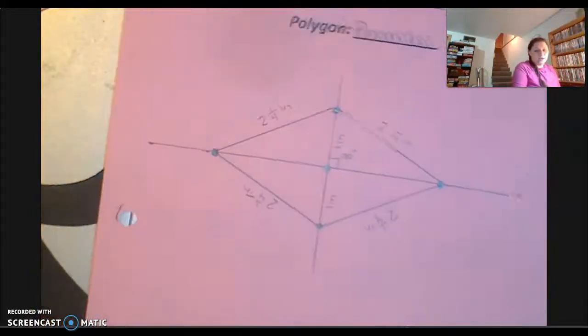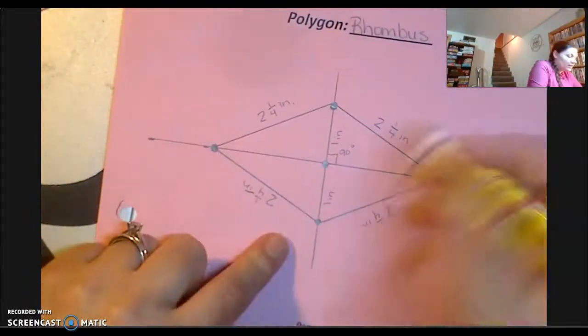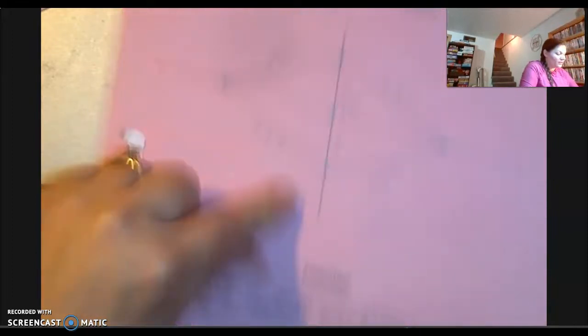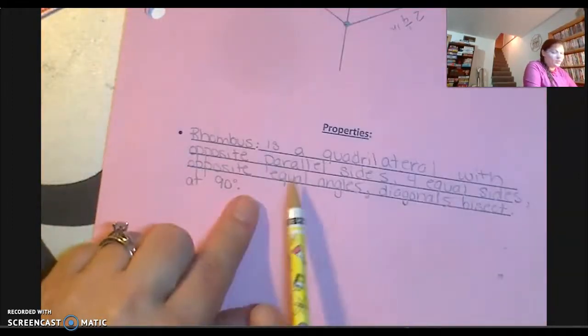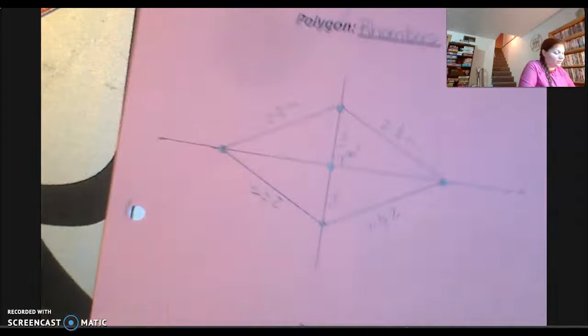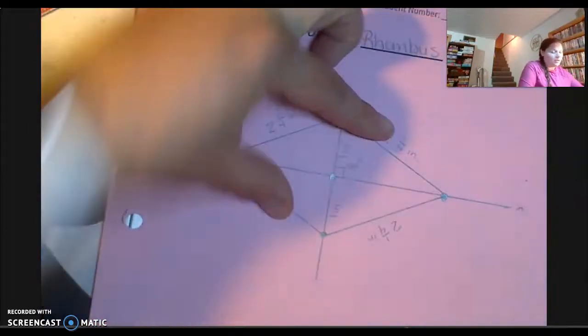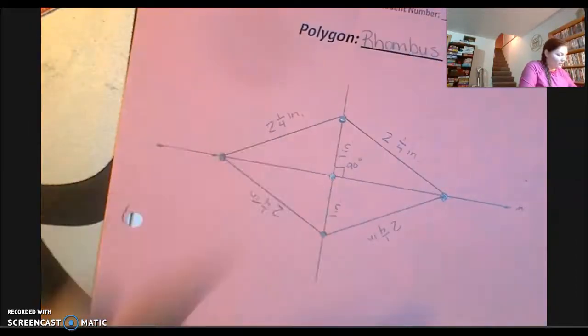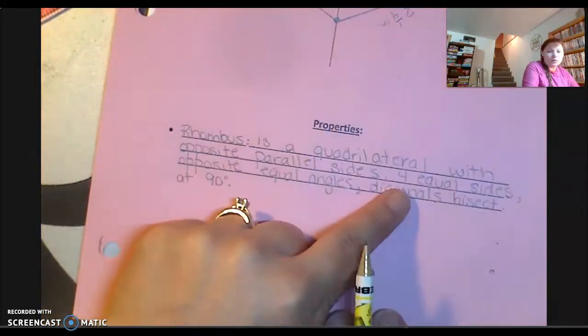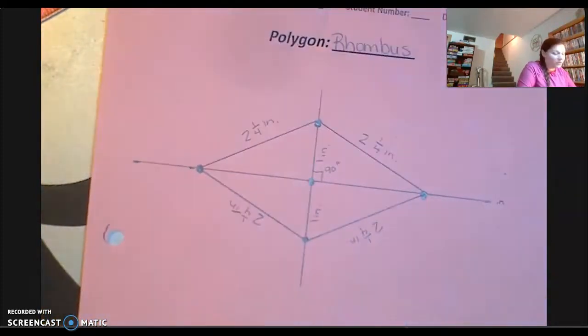This is what a rhombus looks like. So we measured in all 4 sides. It says it has opposite parallel sides. If you look, these 2 lines are parallel. These 2 lines are parallel. 4 equal sides. We measured as we worked. All 4 sides are equal to 2 1/4 inches.